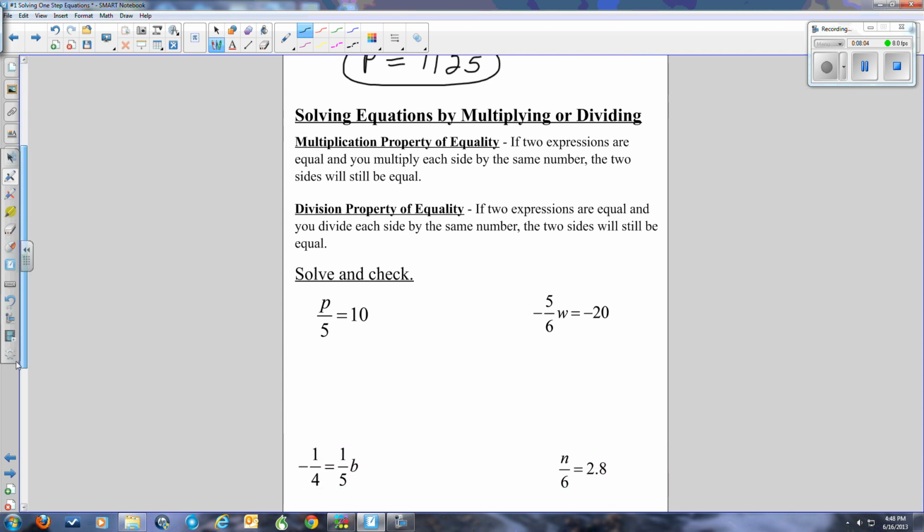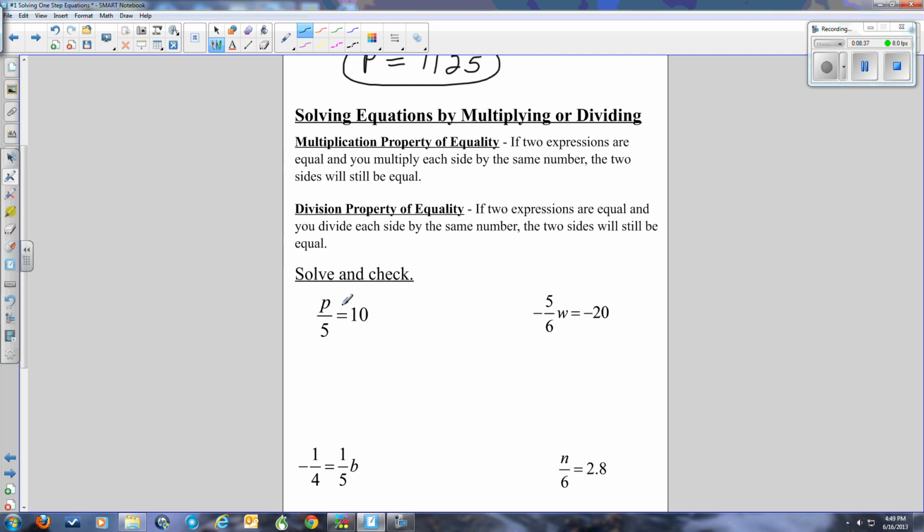Now we can also solve equations by multiplying or dividing, and we're going to use the multiplication property of equality, which says if two expressions are equal and you multiply each side by the same number, the two sides will still be equal. So if you multiply on one side, you do it on the other side too. The division property of equality states if two expressions are equal and you divide each side by the same number, the two sides will still be equal. So in other words, if you divide on one side of the equation, you're going to do the same thing on the other side.